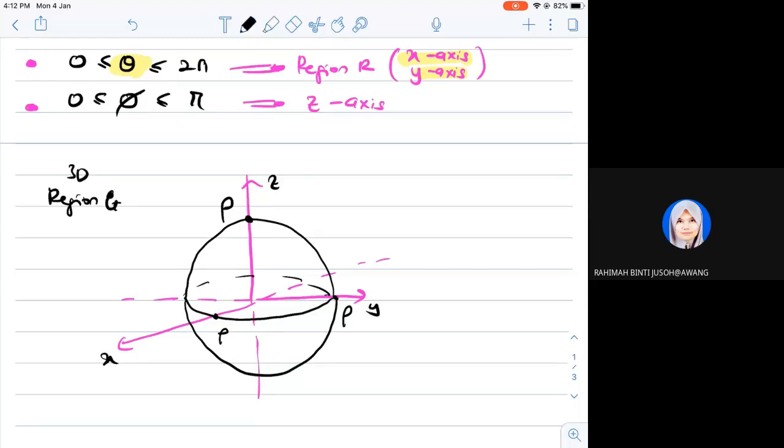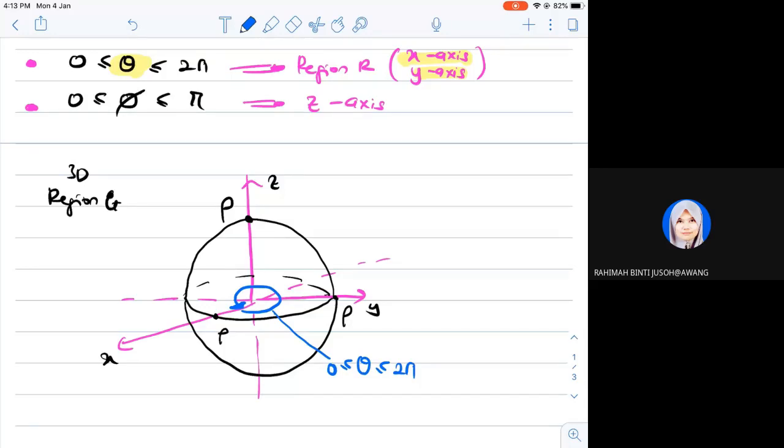So I'm going to use blue color. Angle theta is by referring to the XY plane. So we will start from X positive, at the front, until here. Okay, until here, so we will have theta. Theta is from zero until 2 pi. Kita start daripada paksi X positive sampai surround the 360 degrees.